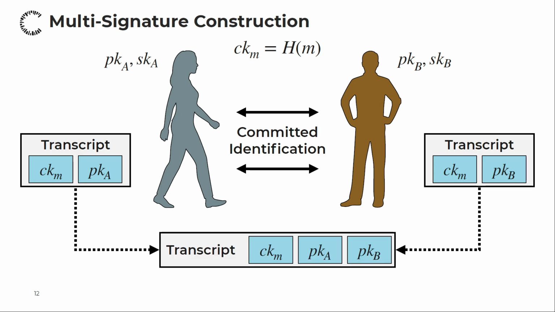And by linearity, they can now obtain a single transcript, which is valid for a combination of their public keys and this commitment key, and this is the signature. Okay, so that's our first try of doing a multi-signature scheme. Now, before we look at the security proof, I want to make some observations.